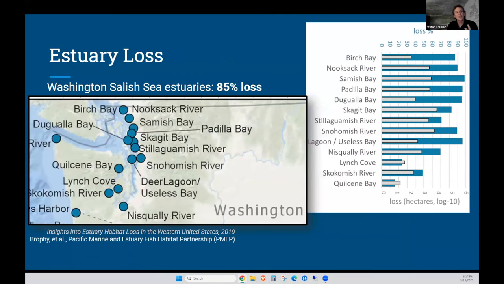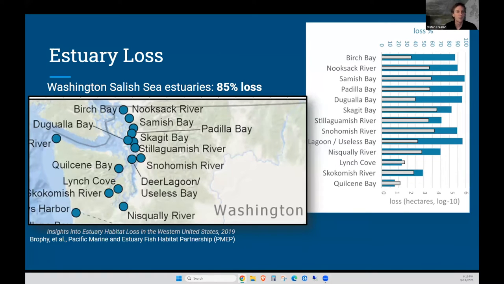So that's what makes an estuary. And estuaries are good. We like them. And they're at risk, and they're disappearing. They did a study comparing estuaries from the 1850s to now, and we've lost in Washington State something like 85% of the natural estuaries. Where did they go? What happened? We did that.